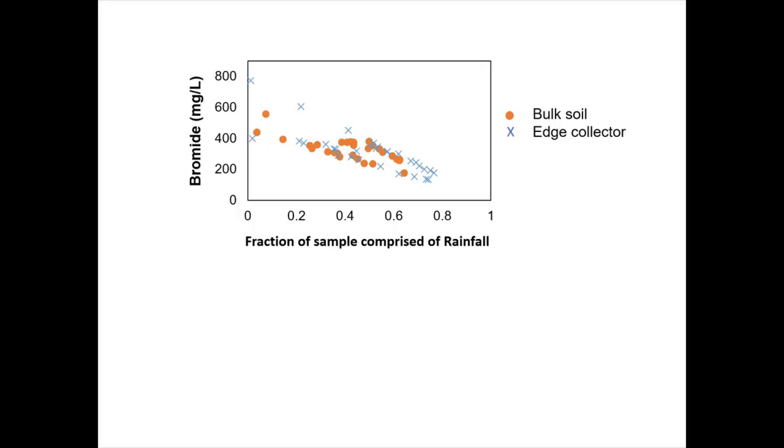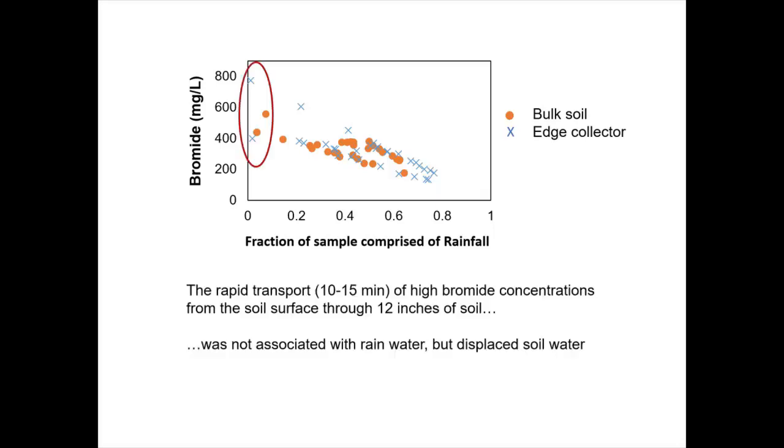So this is a graph showing the bromide concentrations on the y-axis and the fraction of the sample that was rainfall. If it's 0, that means none of the water in this particular sample was rainfall. If it was 1, the water was pure rainfall. So that would be like preferential flow. It didn't touch the soil at all.